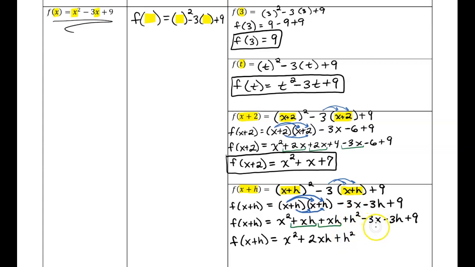Minus 3x. Can I combine it with the xh's? Not quite, because it doesn't have an h, right? So it's still different than our other ones. And the same thing with the minus 3h, right? It only has an h. It doesn't have the x that these other ones had. And then the 9 is my constant. There's no variable to it. It's just getting added at the end.